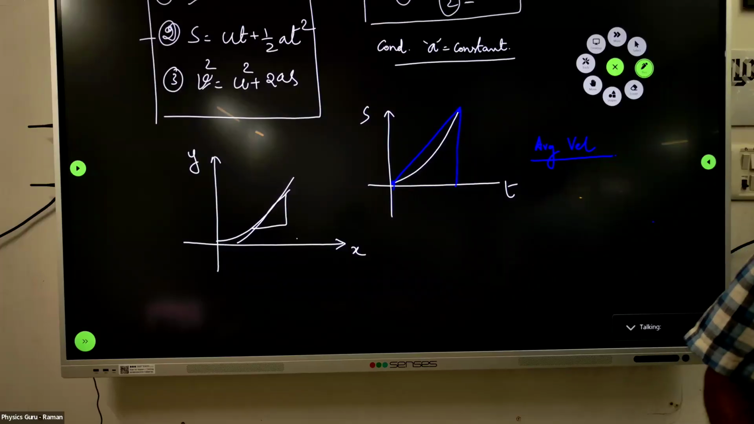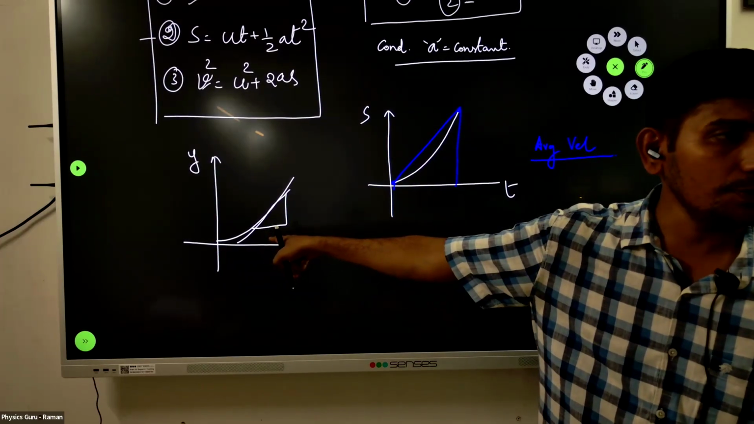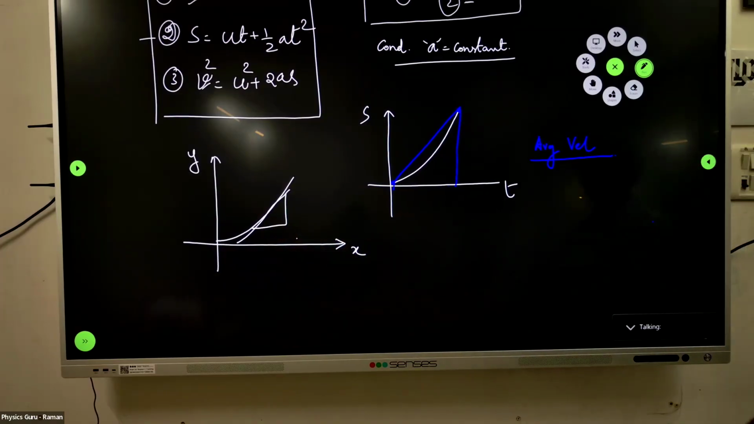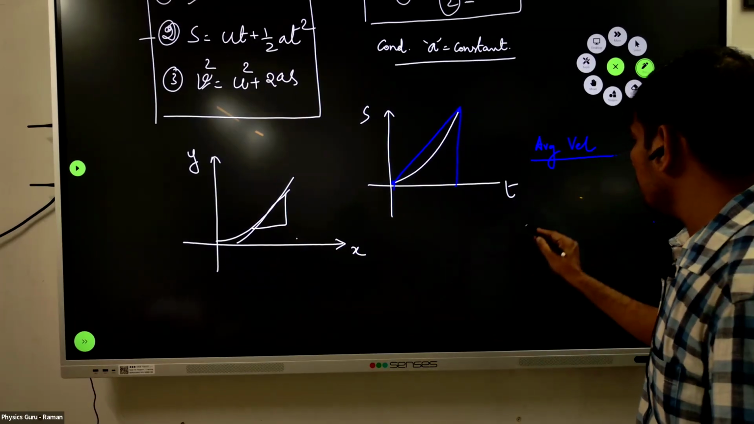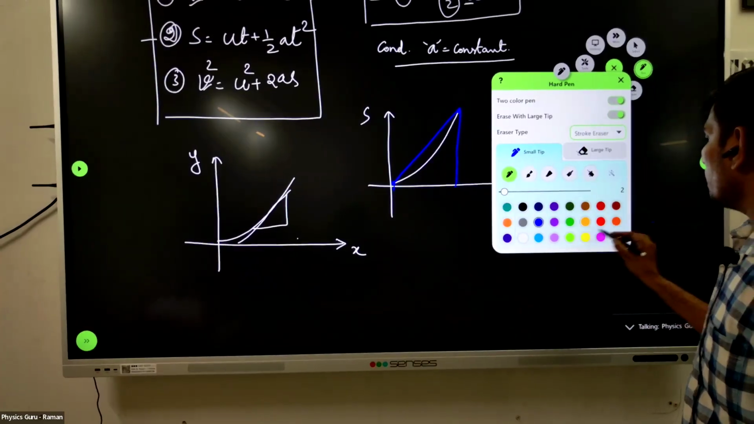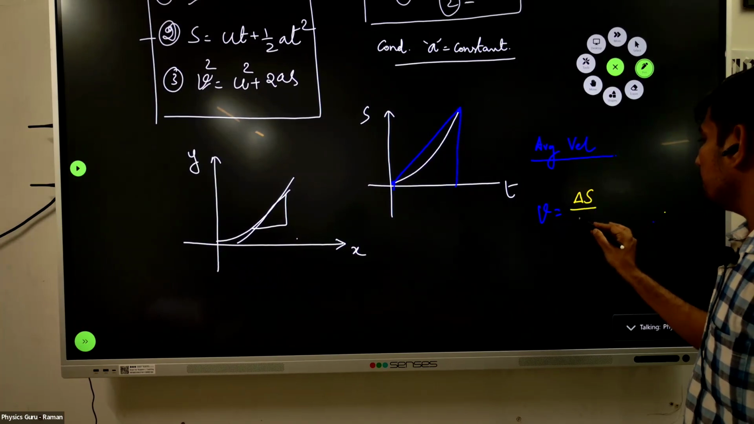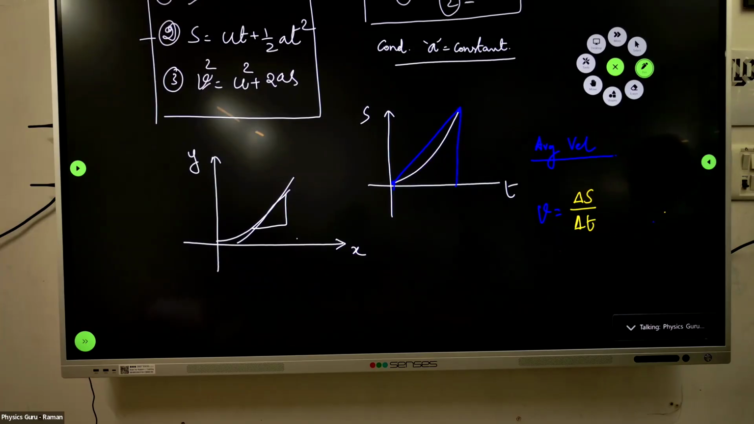Okay? If you calculate it at a single point like this, it gives you instantaneous velocity. Got it? So if you calculate between the initial and final point, you can say velocity is equal to change in displacement divided by change in time.